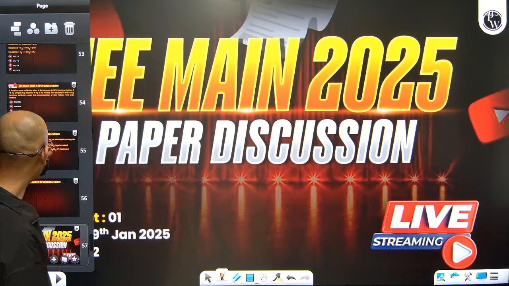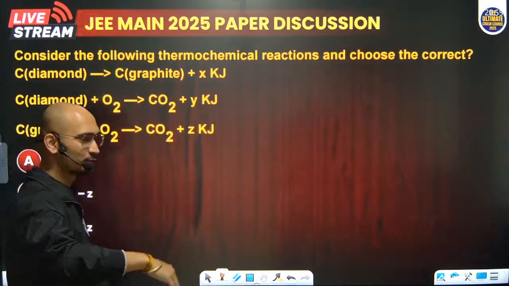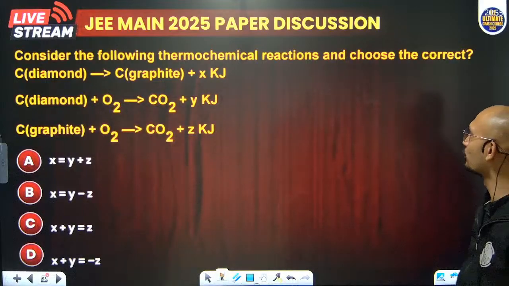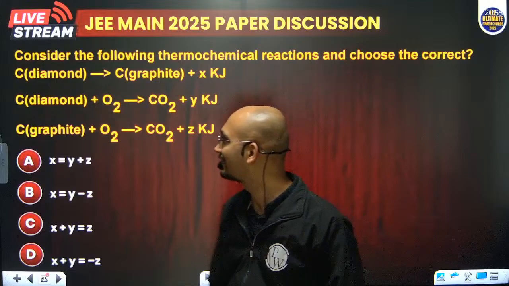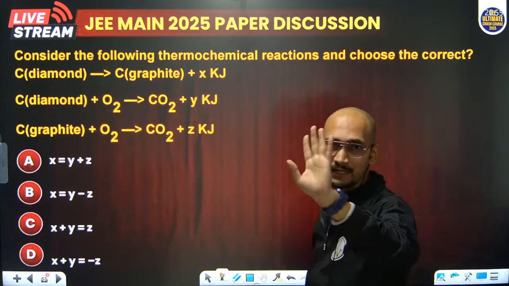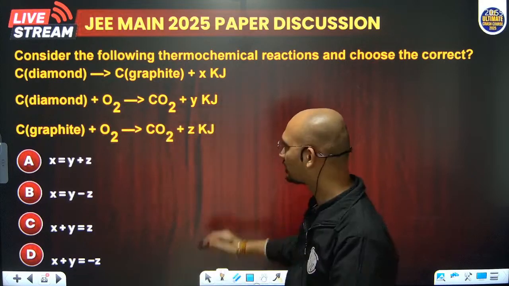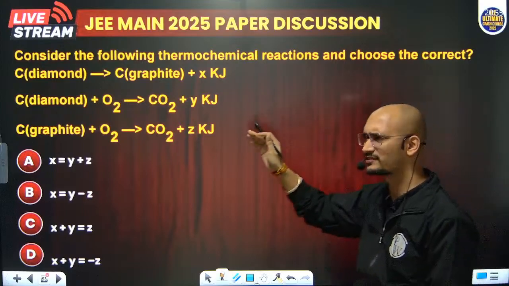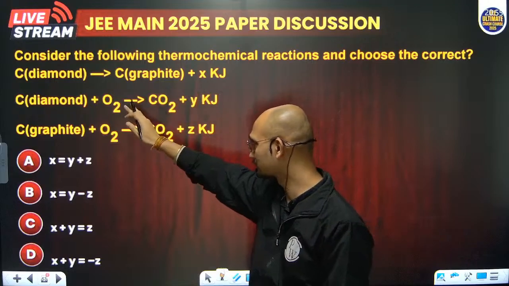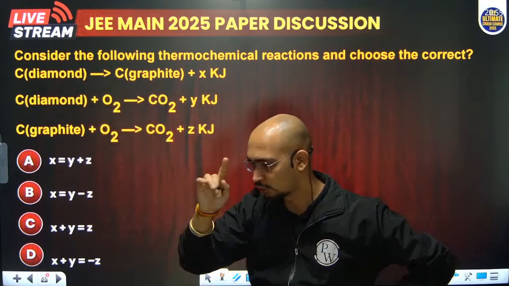चलो बच्चा लोग, let's go with the physical chemistry. Are you ready for that? चलो आओ देखो. What about this physical chemistry part? Consider the following thermochemical reactions and choose the correct one. Here we have been given. So see, I can see that in almost every shift, one question is there from thermochemistry. Very important. But the questions are not coming at a very high level, they are at a very easy level. The question here is given: carbon diamond to carbon graphite. So allotropic exchange.